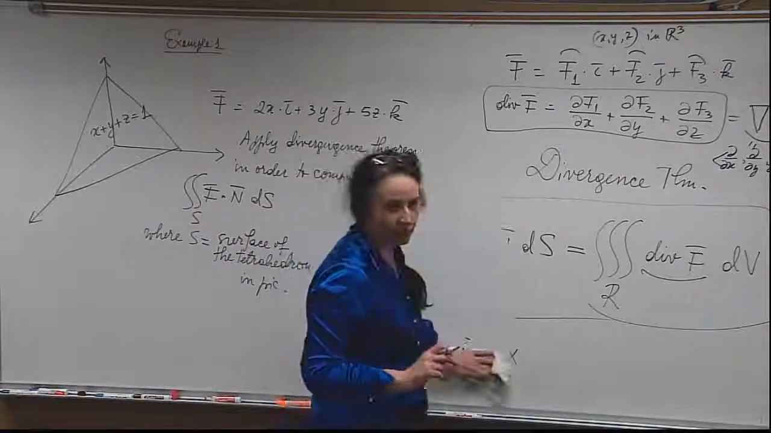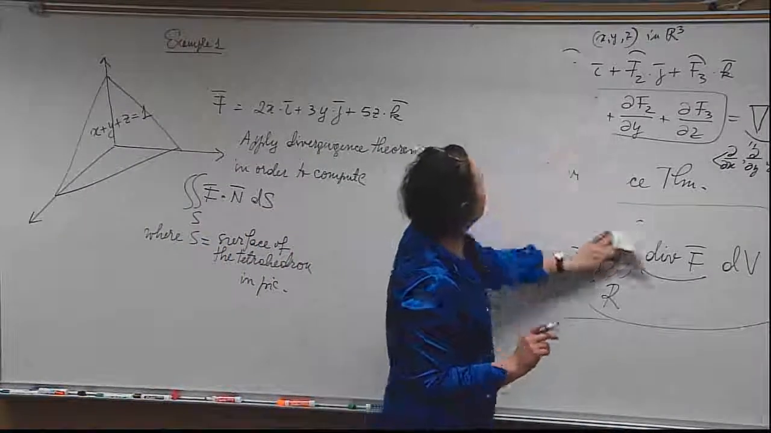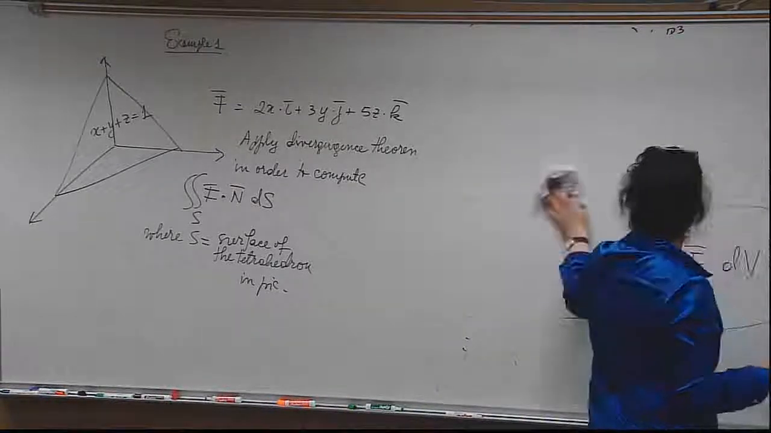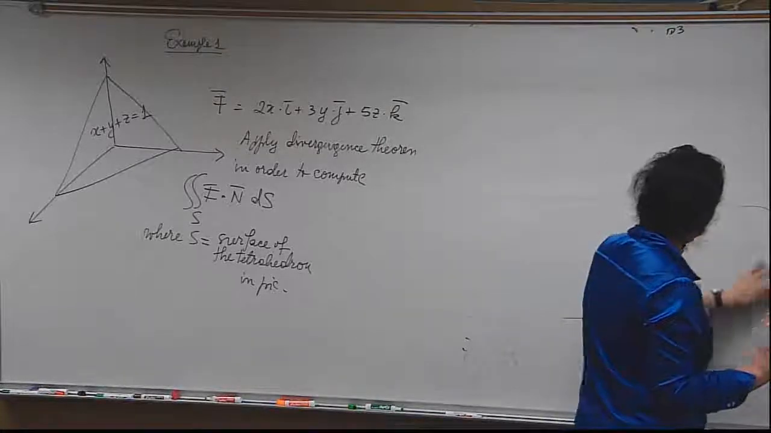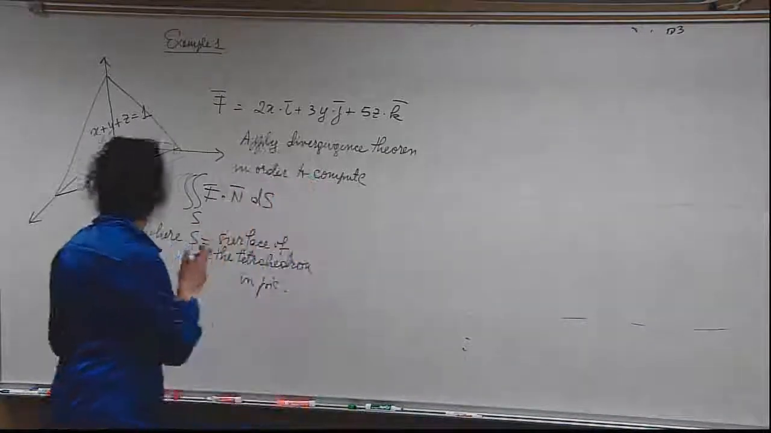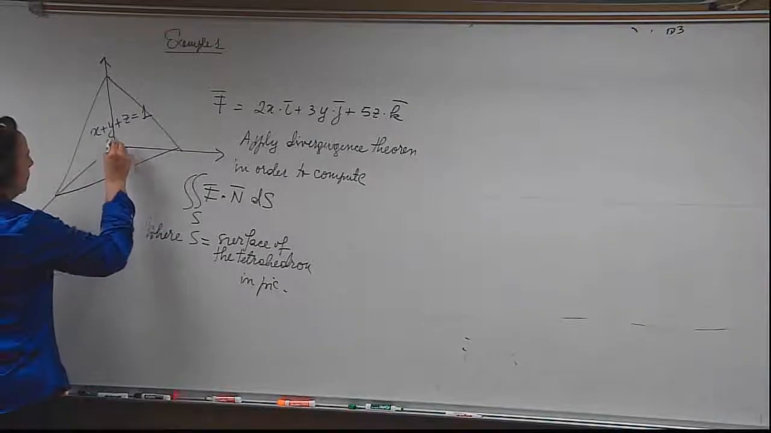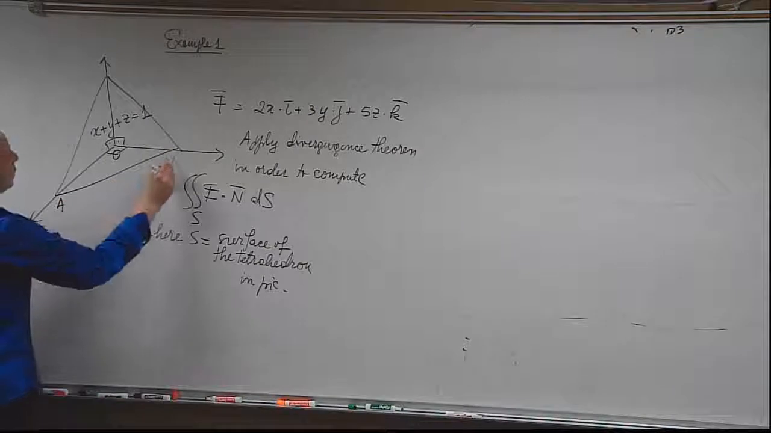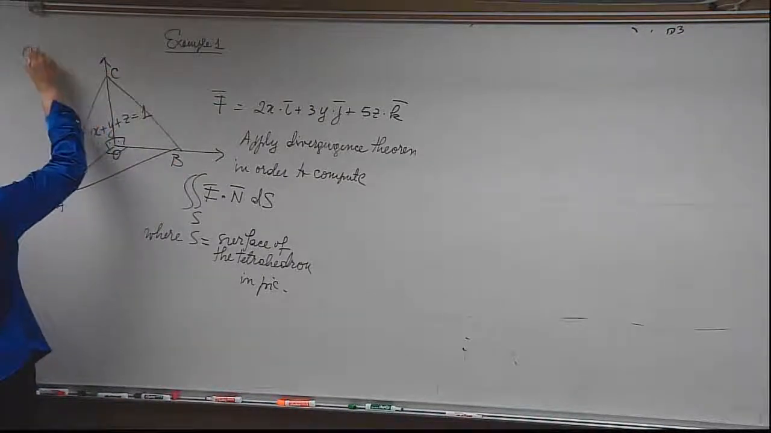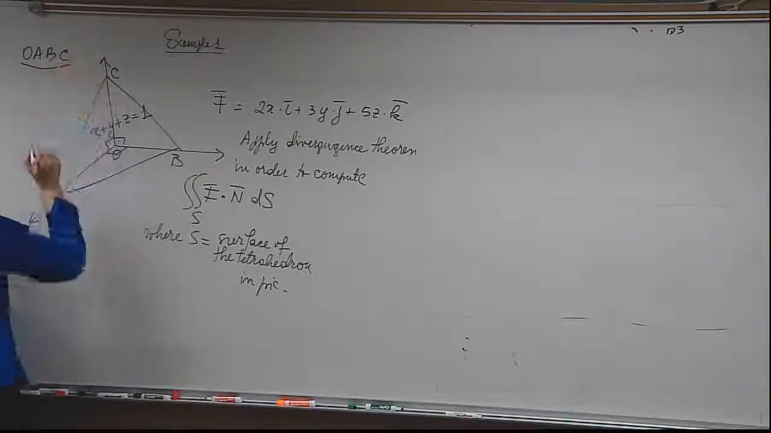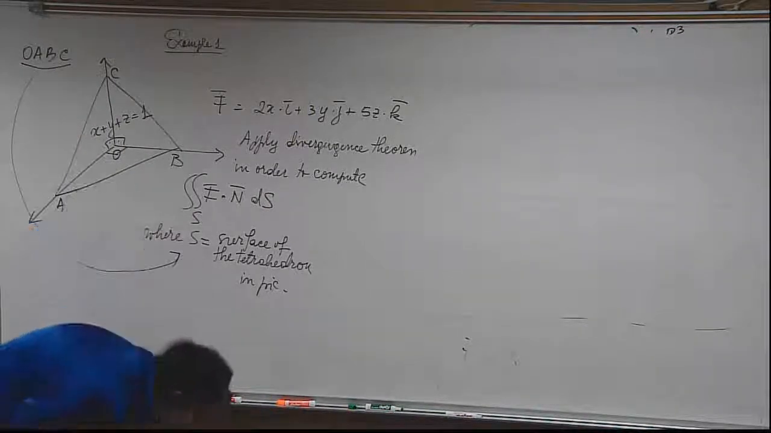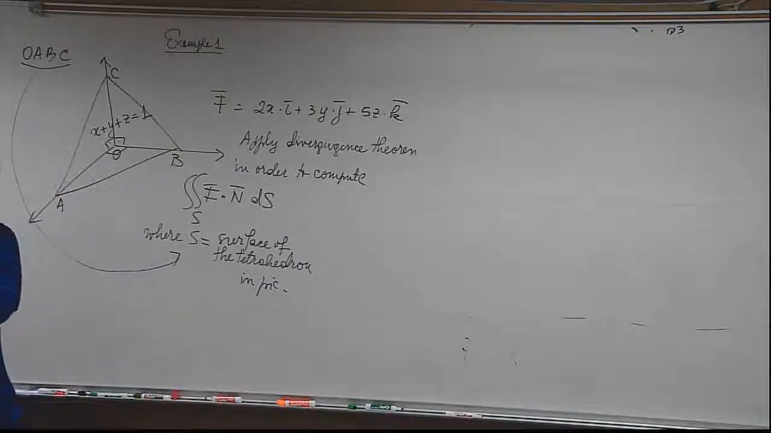So you have the plane x plus y plus z equals 1. You intersect with the axis of coordinates, you take the planes of coordinates and you form a tetrahedron. That tetrahedron is a little bit beautiful in that it has 90-degree angles at the vertex and it has a name, OABC. OABC is the tetrahedron and the surface of the tetrahedron is S. How are you going to do this problem?